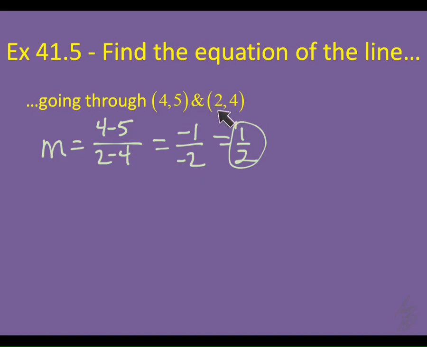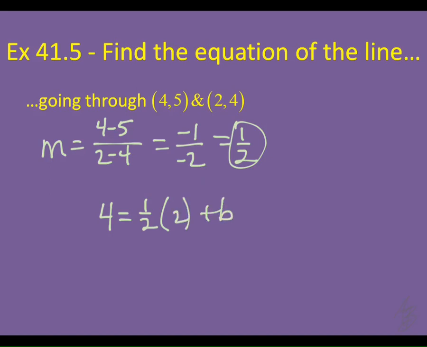Now that we know the slope, we can pick one of these 2 points. Does it matter which one? No, it doesn't matter which one. I usually go smaller numbers compared to bigger numbers. I usually go positives compared to negatives. I like zeros compared to anything else. In this case, 2, 4 is smaller than 4, 5, so that's what I'm going to use. So y is 4 equals the slope times x is 2 plus b.